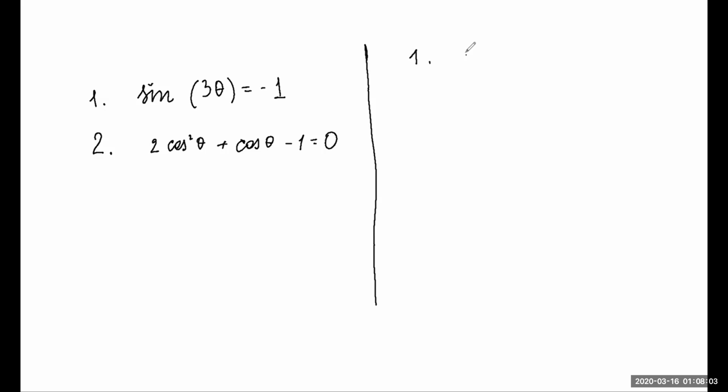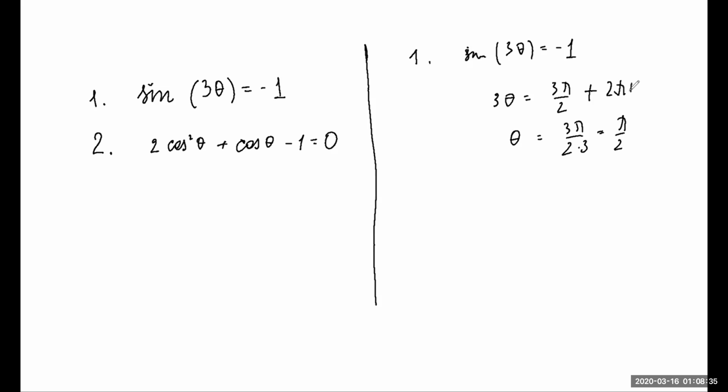Number 1. Sine of 3 theta equals negative 1. We do know that sine equals negative 1 when the angle equals 3 pi over 2. This is coming from our table, right? So theta is going to be what? 3 pi over 2 divided by 3. I'm going to have pi over 2, and that's going to be the final answer. Should I do more solutions? Maybe I should. So I'm going to add 2 pi k here. And then it's going to be 2 pi k over 3.